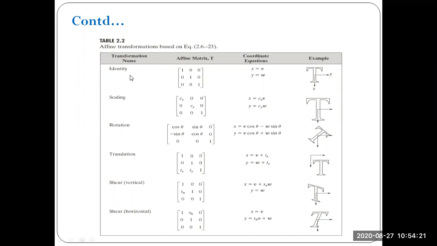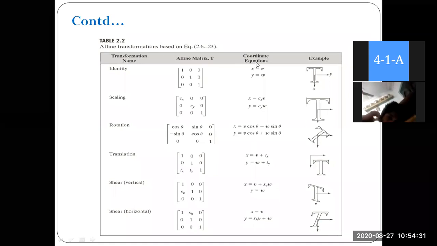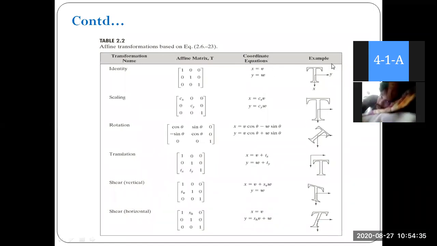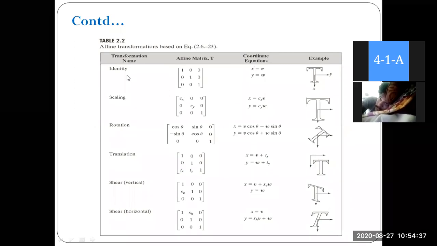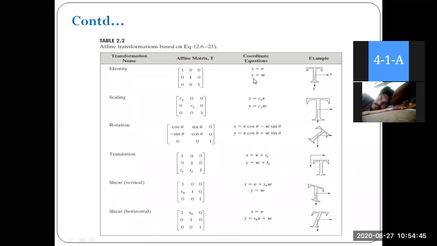In the table: transformation name, affine matrix, coordinate equation, and example. Affine matrix means the T, what is the operation you have to operate on the image. So what is the first one? Identity matrix, and the coordinate equation is x equals v, y equals w.